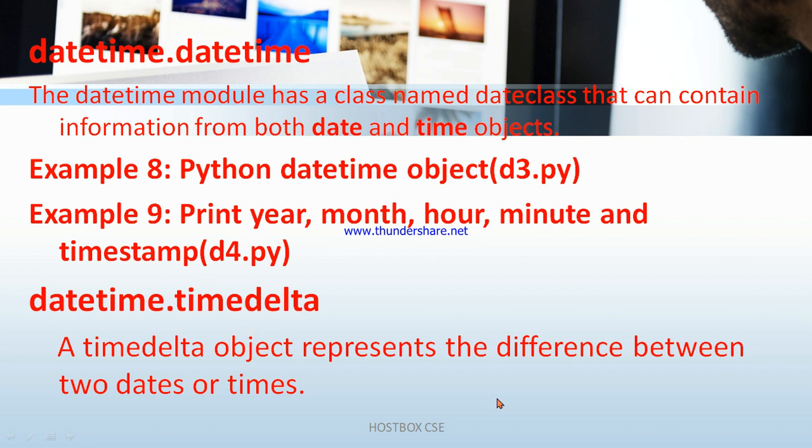This timestamp is also one of the methods applicable in Python programming, and some of the information varies based on Python IDLE or the Python compiler. Then we have one more option called datetime.timedelta. In the previous code, the timedelta object always represents the difference between two dates or times. So here also the output is somewhat different in Python programming. So let's go for execution of examples 8 and 9, that is d3.py followed by d4.py.